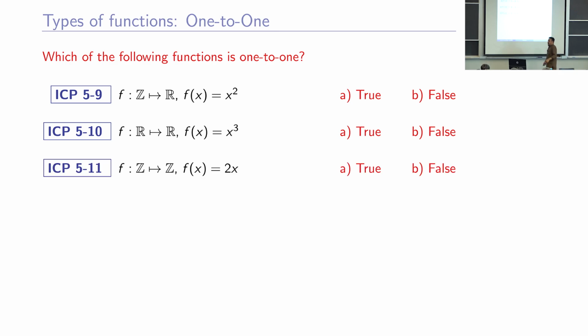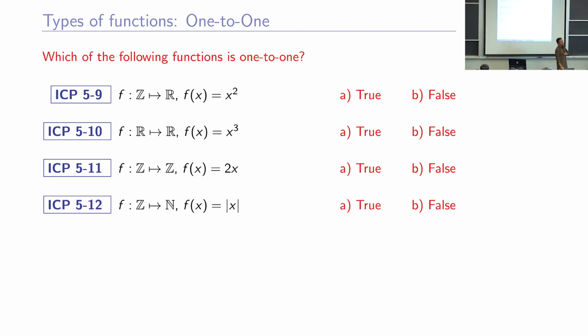A function mapping integers to their doubles. Is this 1 to 1? Yeah, we talked about it earlier with 2x minus 3 and in the general doubling context. If 2x1 is equal to 2x2, then x1 is equal to x2. Hence, this function is 1 to 1, right?